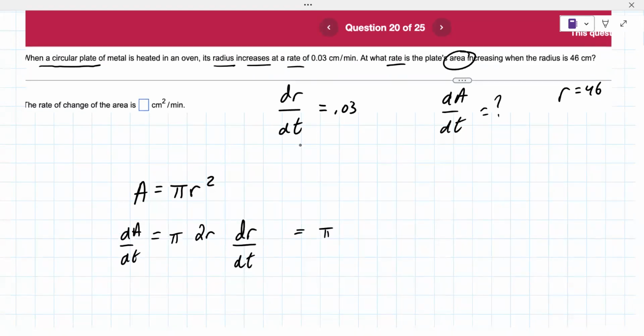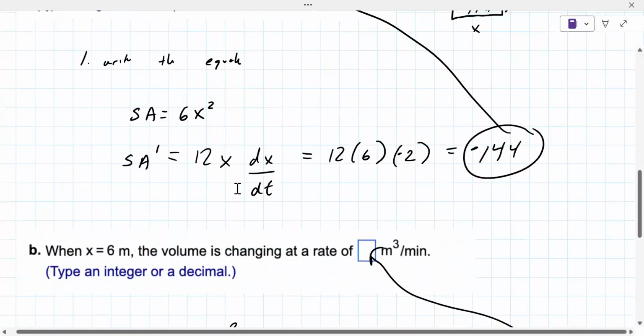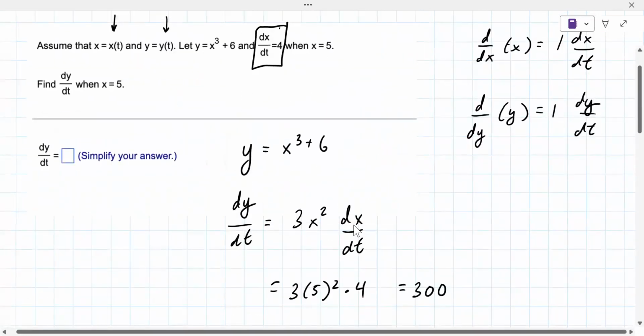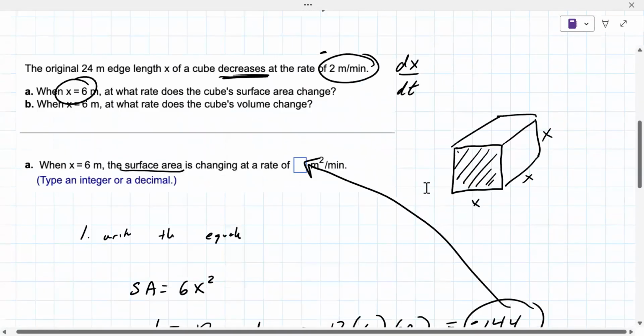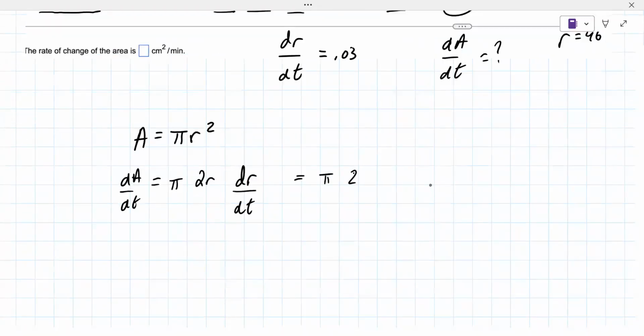Like in all the problems you've done today, with there's an x, there's a dx/dt. It's just always going to be that, whatever variable you have. So it's 2 times the radius, which is 46, times dr/dt, which is 0.03.